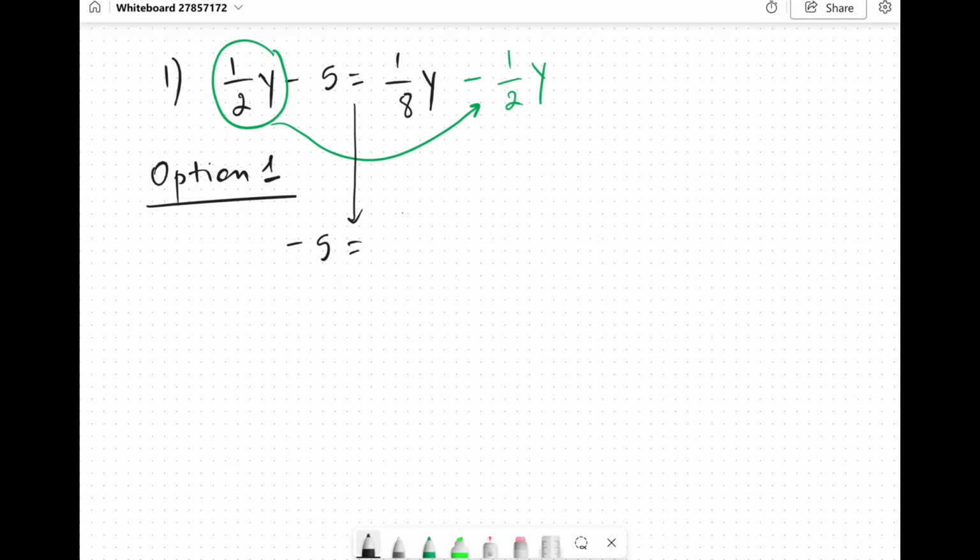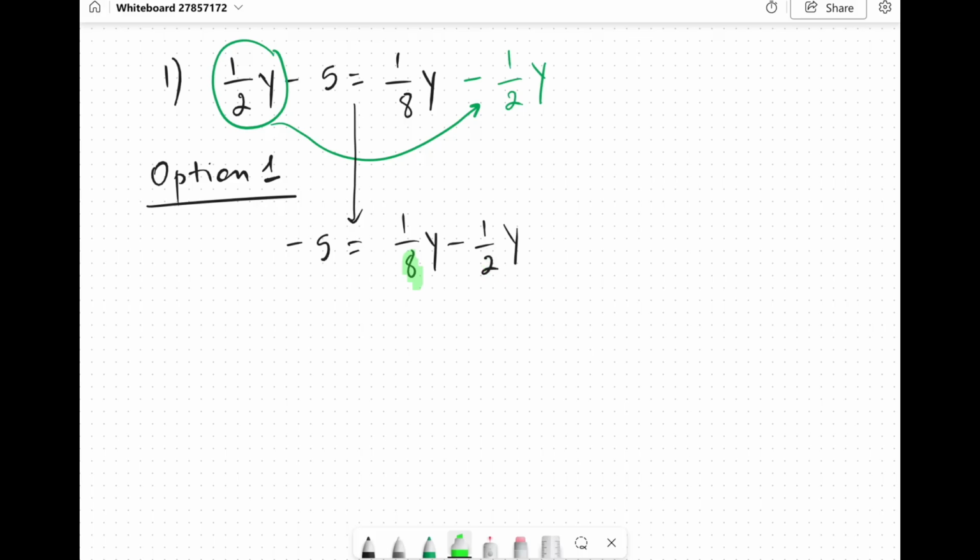And on the right side, you have 1/8y minus 1/2 y. These are like terms and you have to put them together. You can only combine fractions, add or subtract fractions, if their denominators are the same. So currently, your fractions do not have the same denominators, and you need to first make them the same in order for you to combine 1/8 and 1/2. The common denominator will be 8.